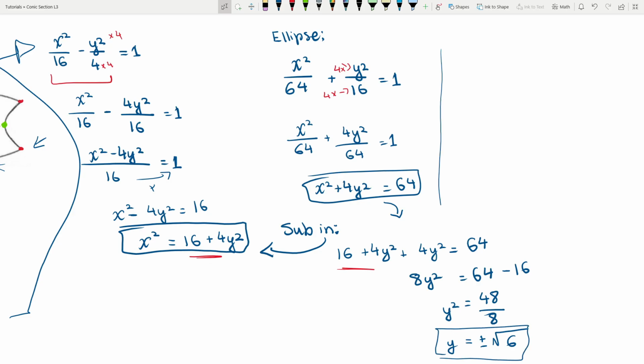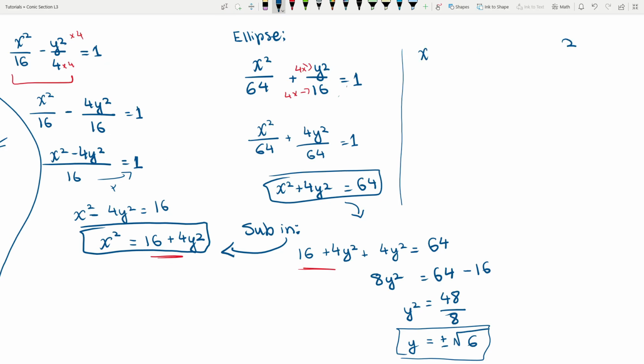Okay, now let's substitute back into the hyperbolic equation. 15 plus 4 times plus or minus square root of 6 squared. This is just going to come out positive, so the negative actually does not matter. Let me just go straight to the answer. So x is therefore equal to plus or minus 6.32. We have the 4 points.